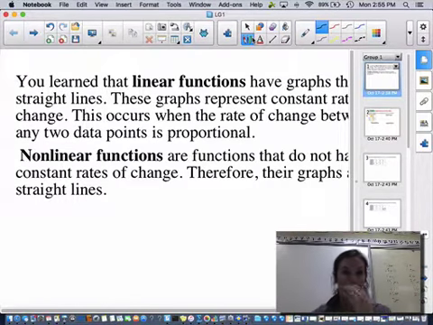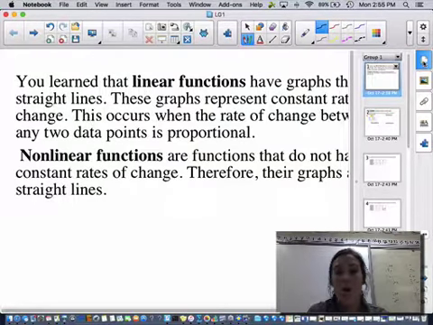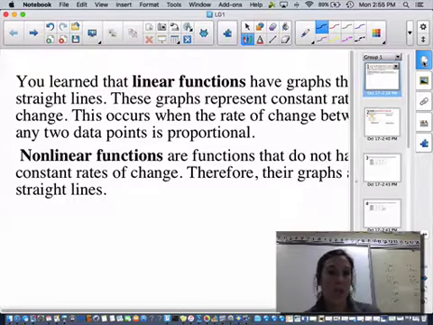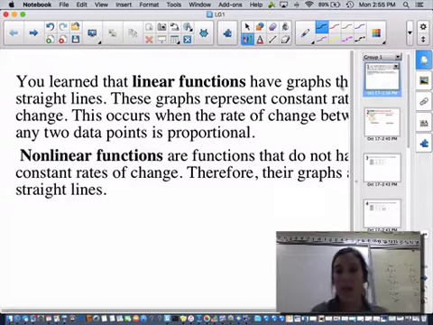Podcast is LG1. LG1 is just a compilation of the linear graphs and whether you can identify if a graph is a linear graph or if it's a nonlinear graph.